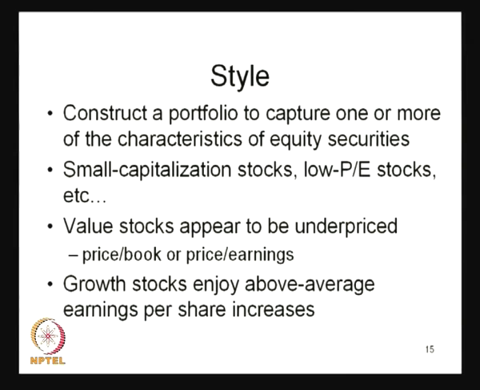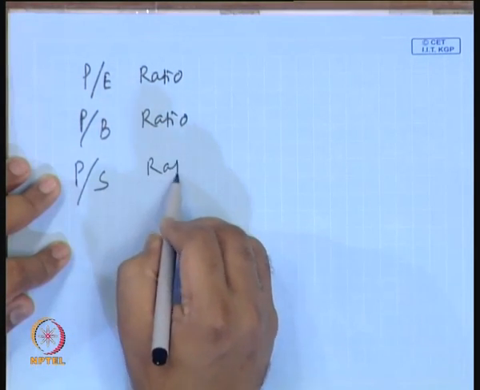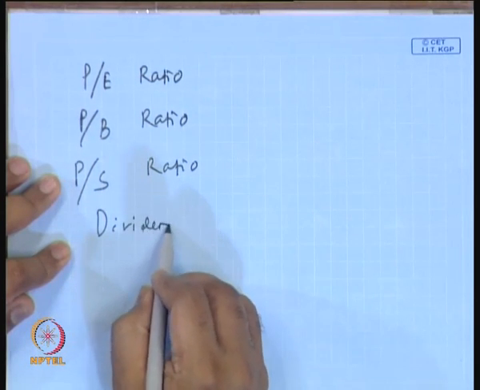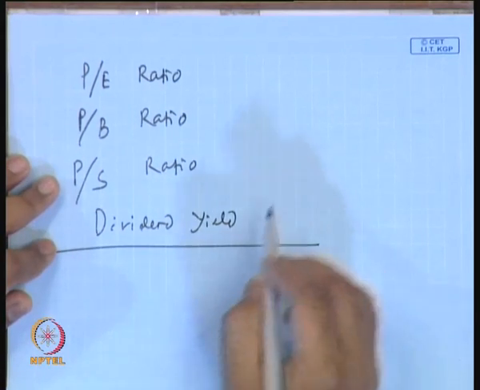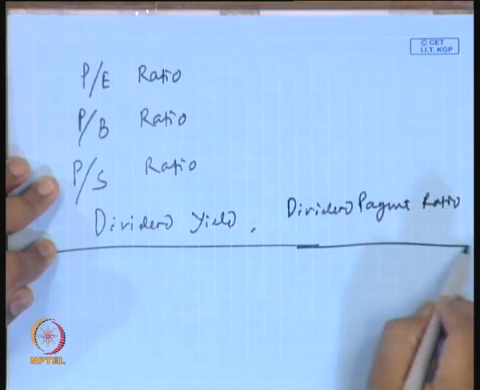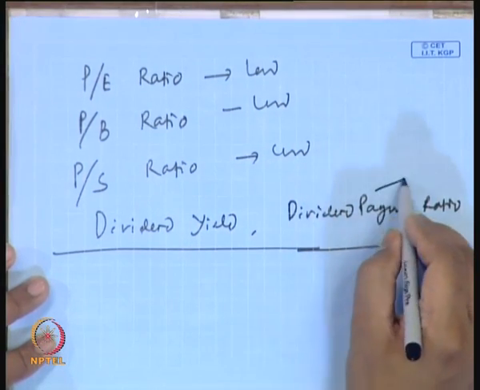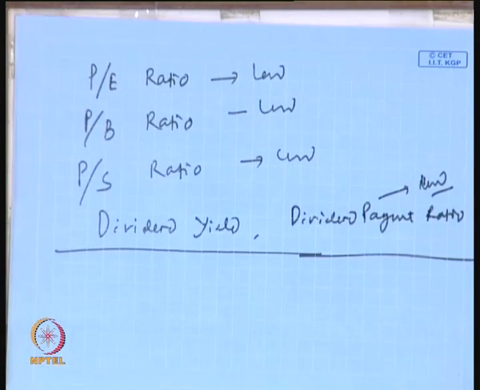How can we define value stocks and growth stocks? The value stocks appear to be underpriced most of the time. There are 4 indicators that we generally use: the price earning ratio, then price to book ratio or market value to book value, or you can also use the price to sales ratio, and sometimes we also use the dividend yield, or you can also use the dividend payout ratio. So, the value stocks have a low P/E ratio, low market to book ratio, low price to sales ratio, and they also pay low dividends.